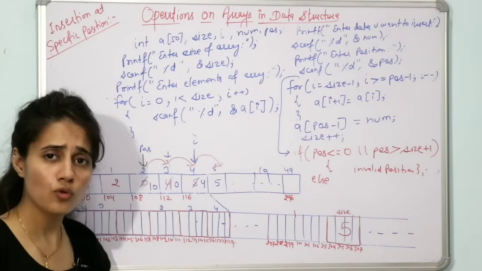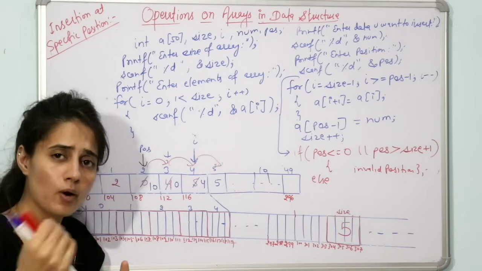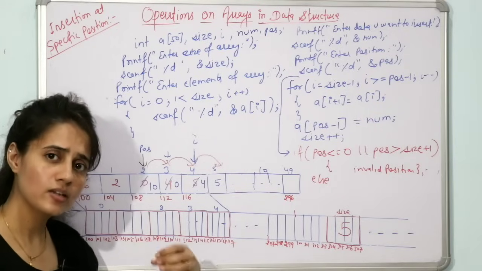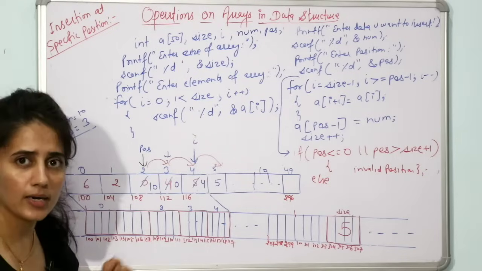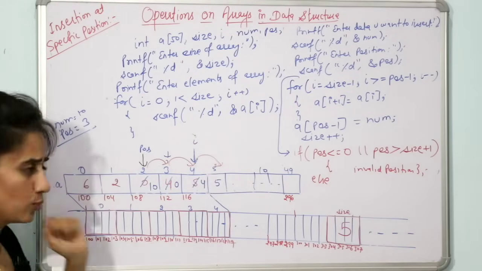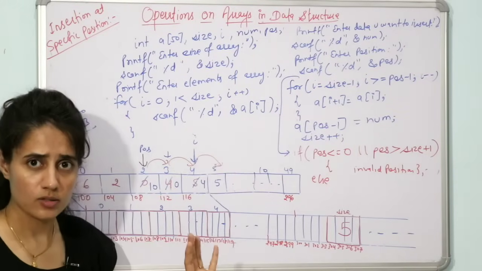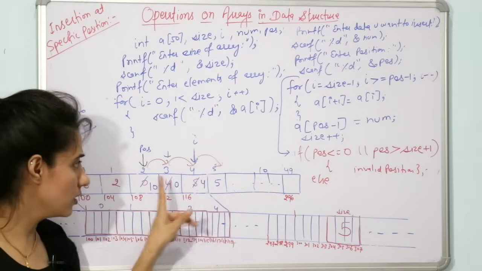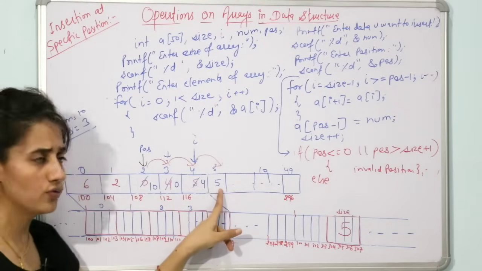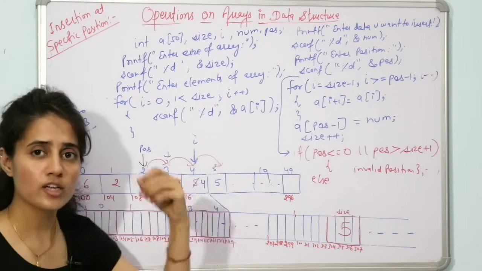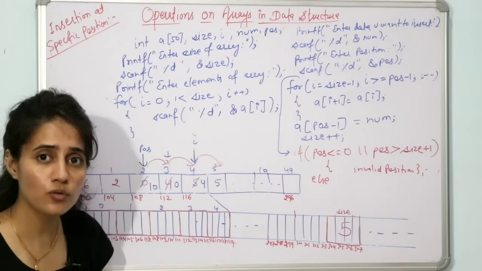But suppose you don't want to ask the user about the position, you know that you want to insert at the beginning only, at the 0th location or at the first position. You don't want to ask, enter position, and scanf like this. And the second case is you want to insert after all the data, at the end of the array. You don't want to ask the user the position. Then how will you do it?